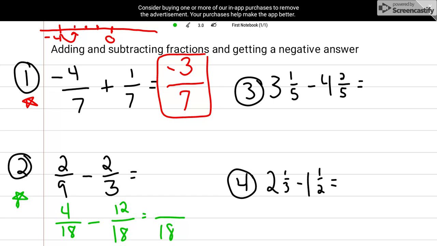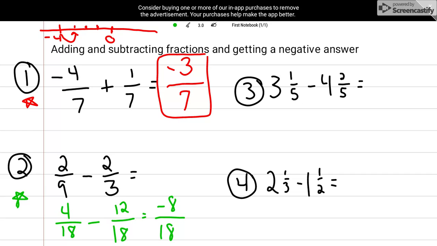So think of that 4 on the number line, and you have to go 12 places to the left. So you have to go backwards. So another way I like to explain it is do 12 minus 4, which gives you 8, and take the sign of the larger number. In this case, 12 is a larger number, and the 12 is negative. So my answer will be -8 on top.